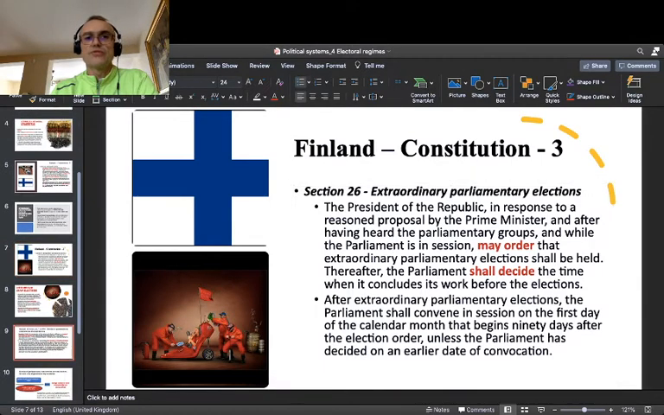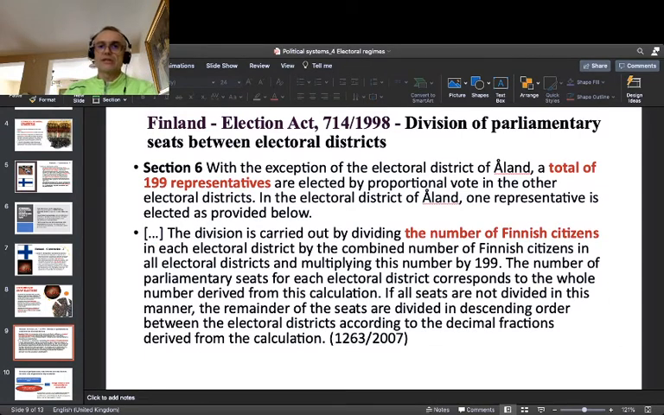Okay, let's go further. Now I have that little quote from the Finland Election Act. I return here to the problem of representation and proportional representation: why, how it works mathematically, and what could be the problems with that. So first comes the quote from the Election Act.